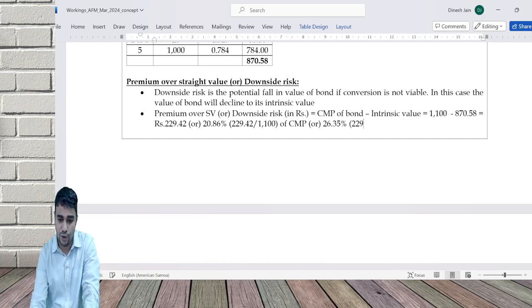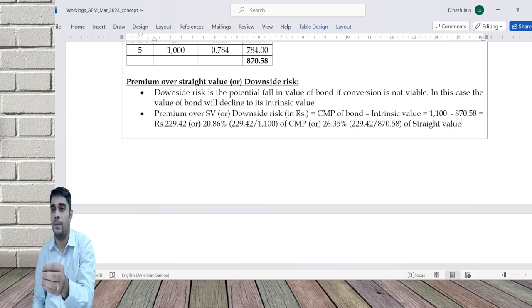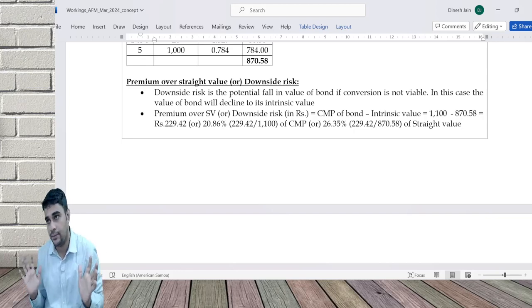26.35%. 229.42 divided by what? 870.58. This is percentage of what? Which is technically called straight value. See, when I ask you what is profit margin, you can say 25% on sales, 20% on cost. Like that, you have to give two answers. One on straight value, one on current market price. Why am I giving two answers? Sometimes ICA does it on straight value, sometimes they do it on current market price. In exam, let's write both and then leave it.